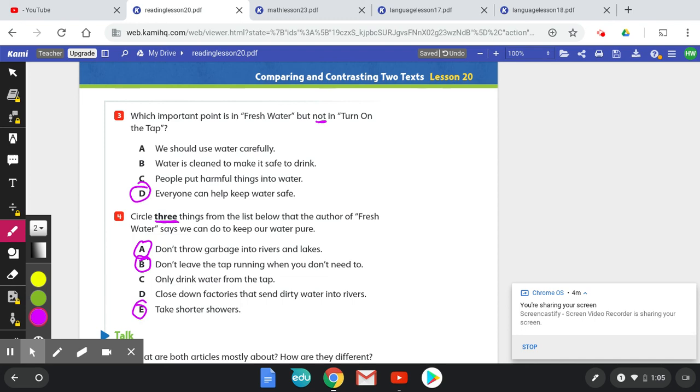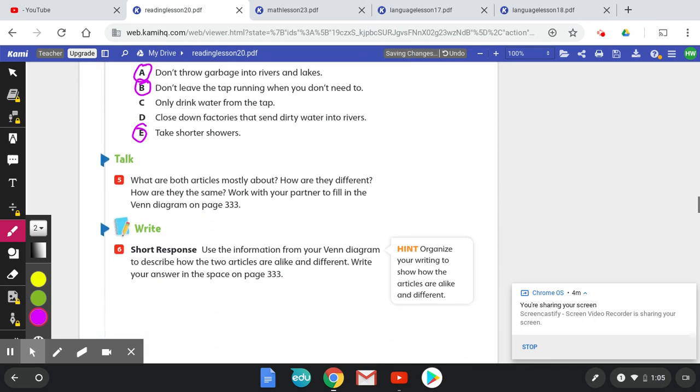Take shorter showers. What are both articles mostly about, and how are they different? How are they the same? So we're going to answer this question on the last page. Stay tuned for part 2. You answer it. I'm going to come back and answer it, and then you can compare yours to mine. Okay?